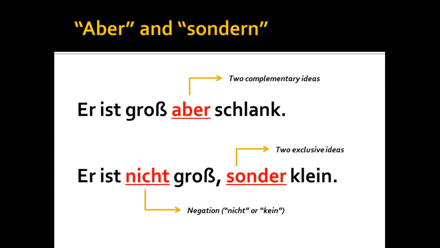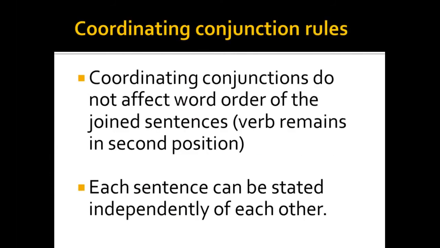Now, the main things we need to know with coordinating conjunctions are two central rules. When you use one, they don't affect the word order of the sentences that are joined. The verb will still remain in the second position. When we have our lecture on subordinating conjunctions, you'll see that the word order is affected. And then finally, each sentence can essentially stand independently of the other. So I sit on a bench, I read a book. They're two independent sentences that make sense by themselves.